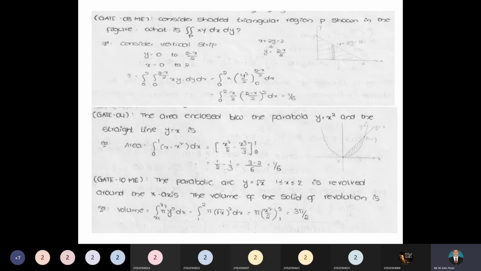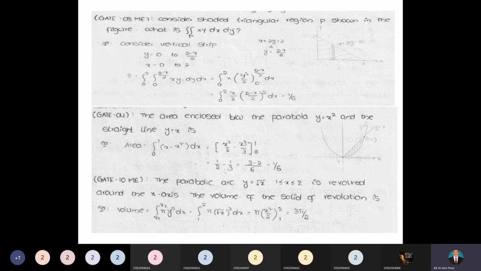Inner integration with respect to y. The function is xy, so x is a constant. First integration with respect to y gives y square by 2, apply the limit 0 to 2 minus x by 2. Upper limit for y by 2 is 2 minus x by 2 whole square. The denominator 2 we put outside, that's why here they have mentioned x by 2. Lower limit y is 0, no value.